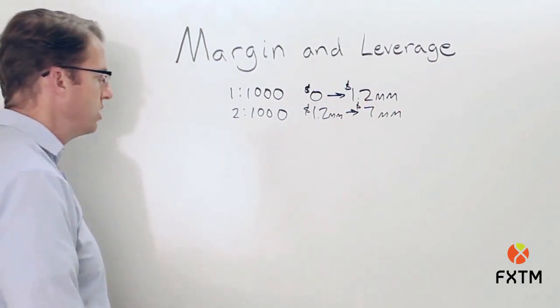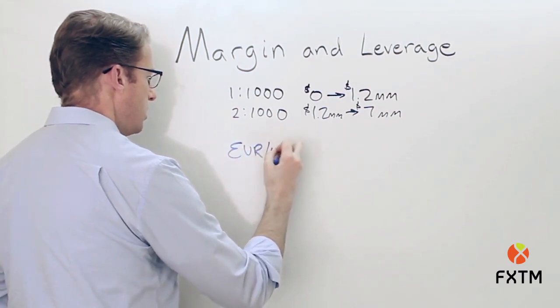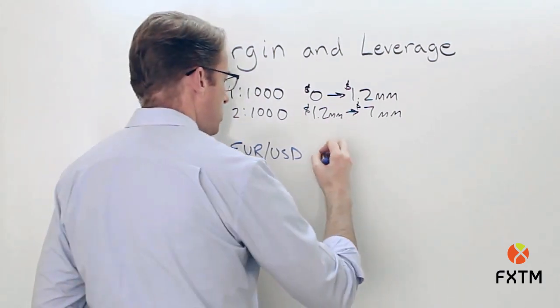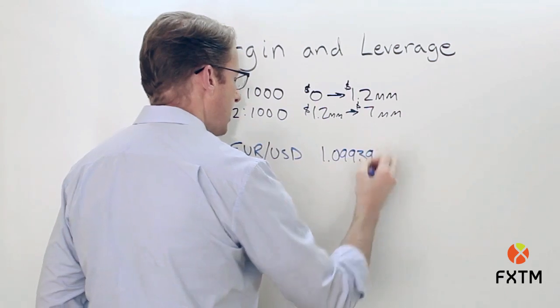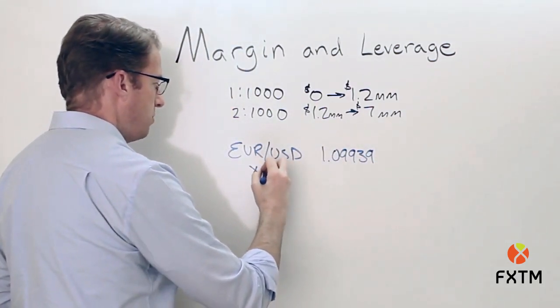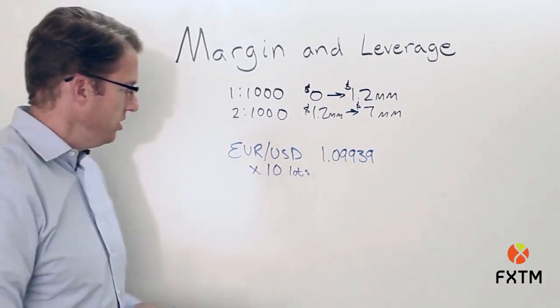So we'll start with the euro to the US dollar, and why don't we use the same numbers that we used before. So the exchange rate would be 1.09939. Here we're going to assume that they're holding a position of 10 lots of the euro US dollar. Now, what do we know?